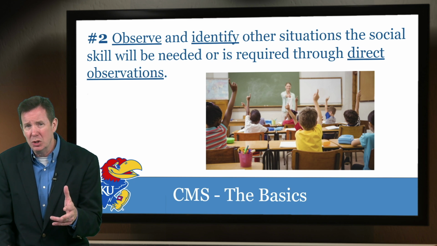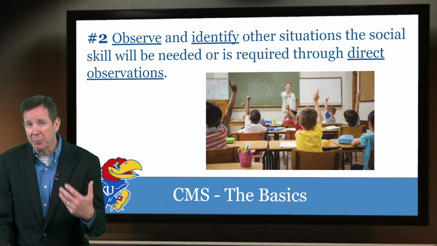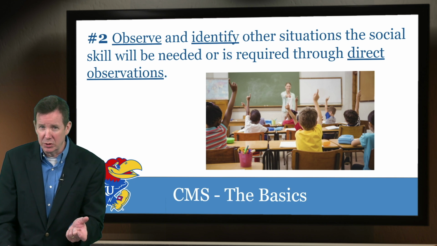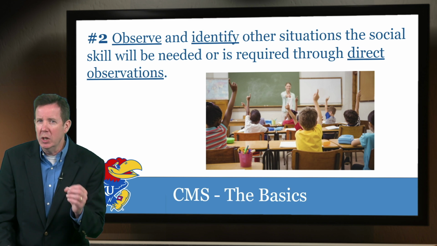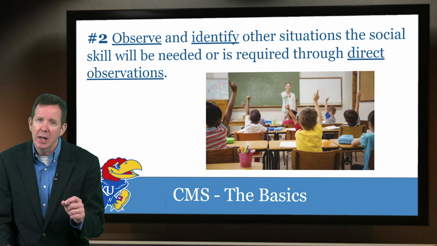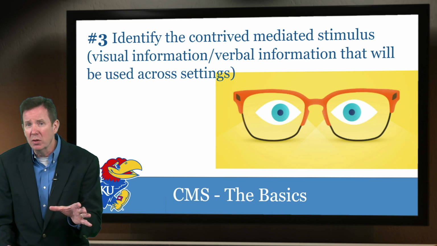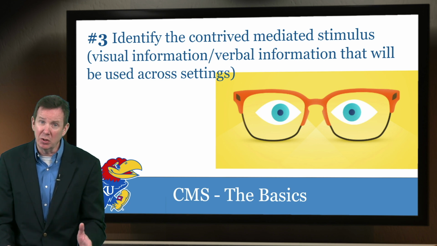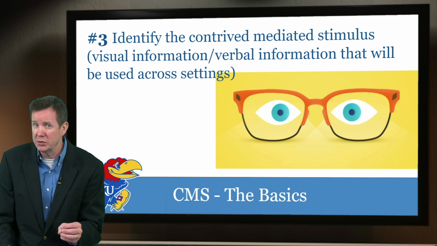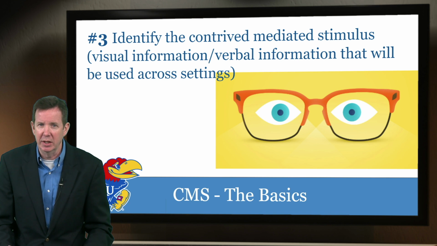And part of that, number 2, is we observe and we identify in other situations that same practice. So there's going to be subtle differences. There's going to be demands on the instructional setting that may tweak things. And so we consider that as we look to implement it. And in so doing, number 3, we identify visual information, verbal information, context that might be consistent across settings, that might be a bit unique across settings, and we help support the child, the student, in facilitating that.